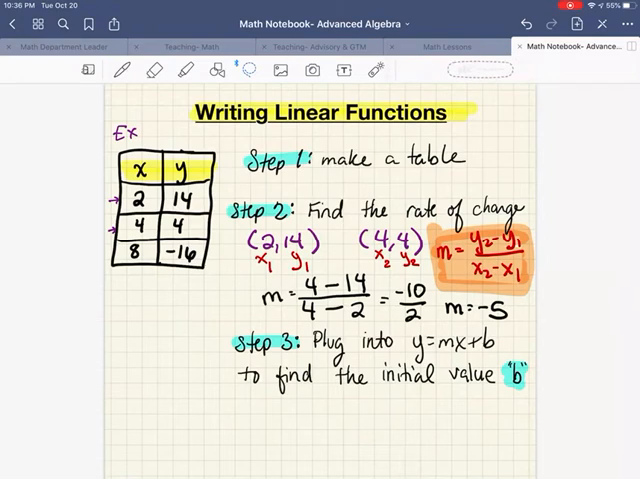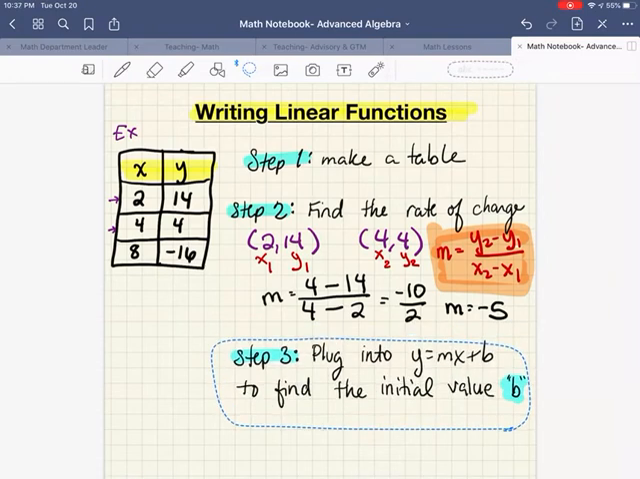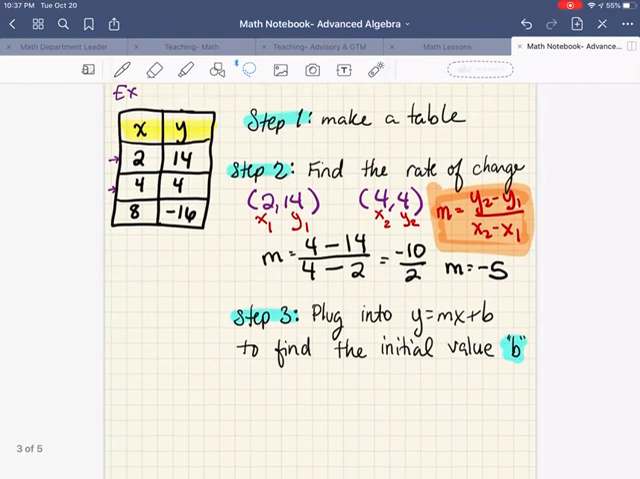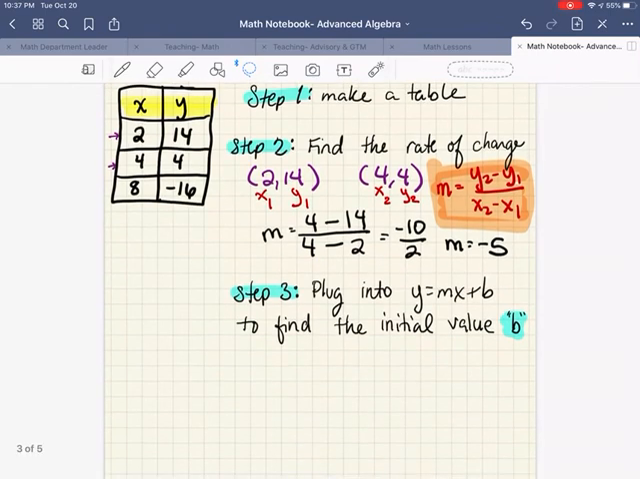Fantastic. Now I'm going to go to the next step. I found my rate of change. That's my m. Now step 3 is to plug into y equals mx plus b. This one is new, so this is the part we're going to pay close attention to. If you need to pause it, write it down, and then follow along. I write y equals mx plus b. This is the algebraic way to find b. Before we were saying, all right, I multiply by negative 5, and then what do I add or subtract? Now we're going to do it algebraically.